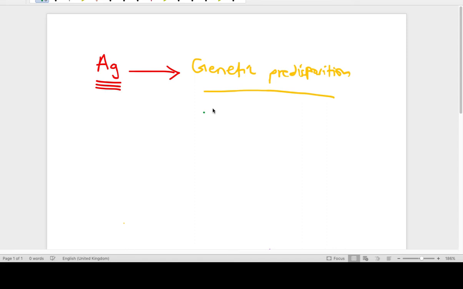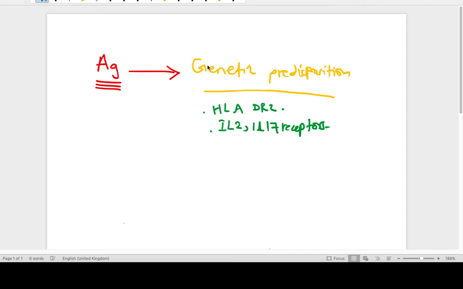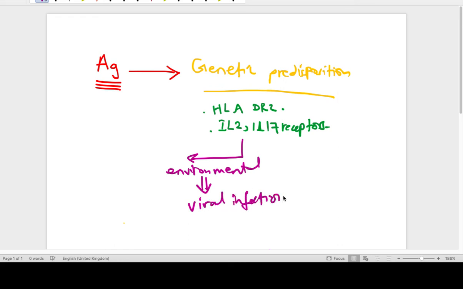There is association with HLA-DR2. There's association with certain polymorphisms in interleukin 2 and interleukin 17 receptors. These increase the susceptibility. So the disease occurs in genetically susceptible individuals, but not every genetically susceptible individual will have the disease. We need an environmental trigger. And we think probably viral infections are the environmental trigger that start the process.